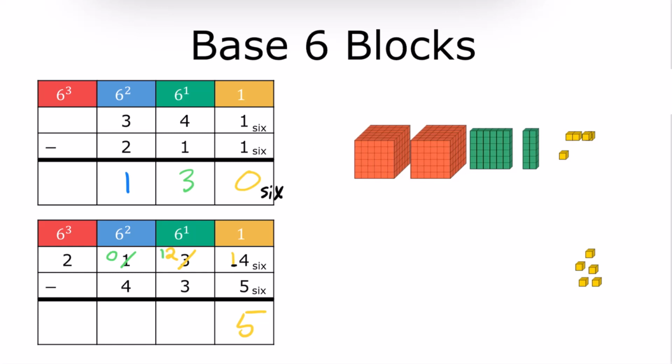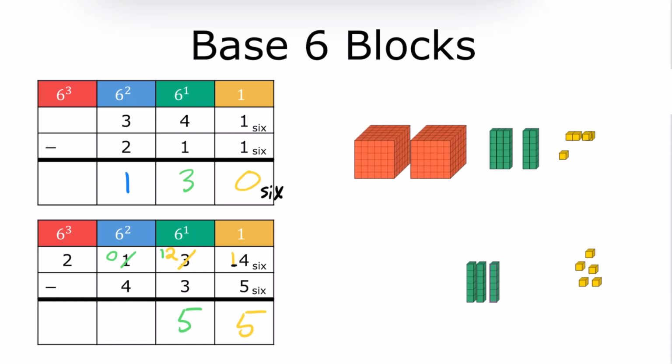And if I take away 3 of the rods from the ones that I exchanged, if I take away 3 from these 6, that means that I'll just have 3 left. And with these 2 as well, that means that I'm going to have 5 left in that column. So 1, 2 minus 3 equals the number 5 in base 6.